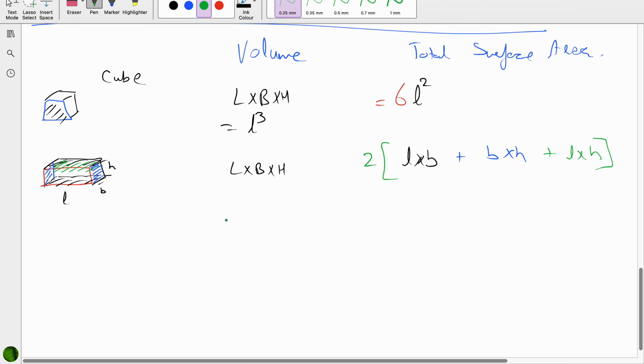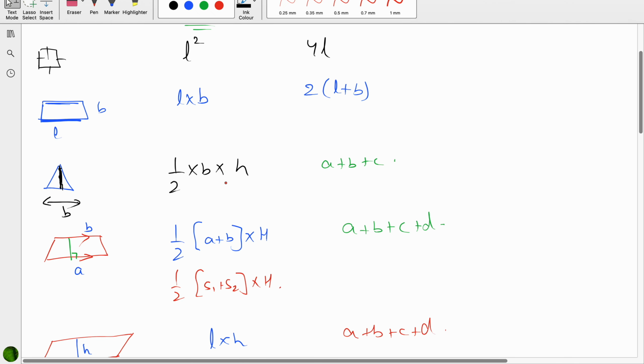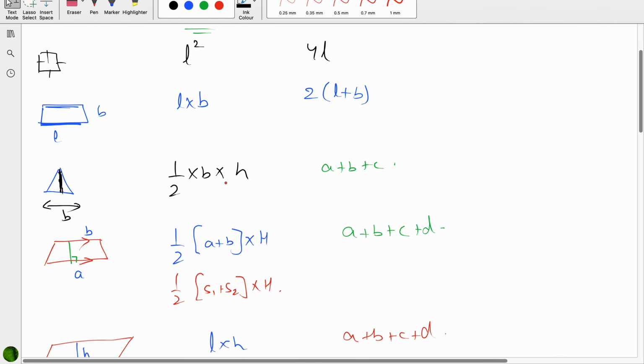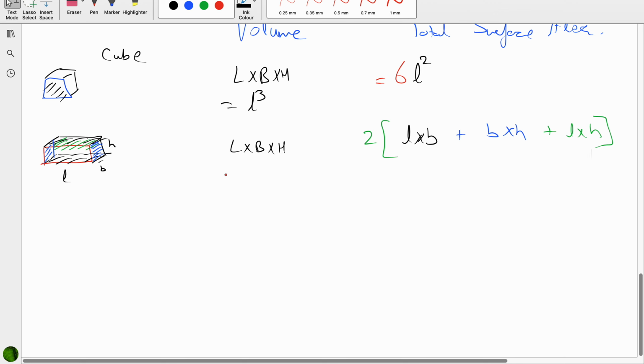Total surface area of cuboid. Then the third shape was a triangle. I'm first carrying out the regular shapes. We will go into irregular ones later. So if I change this into a 3D shape, now what happens?